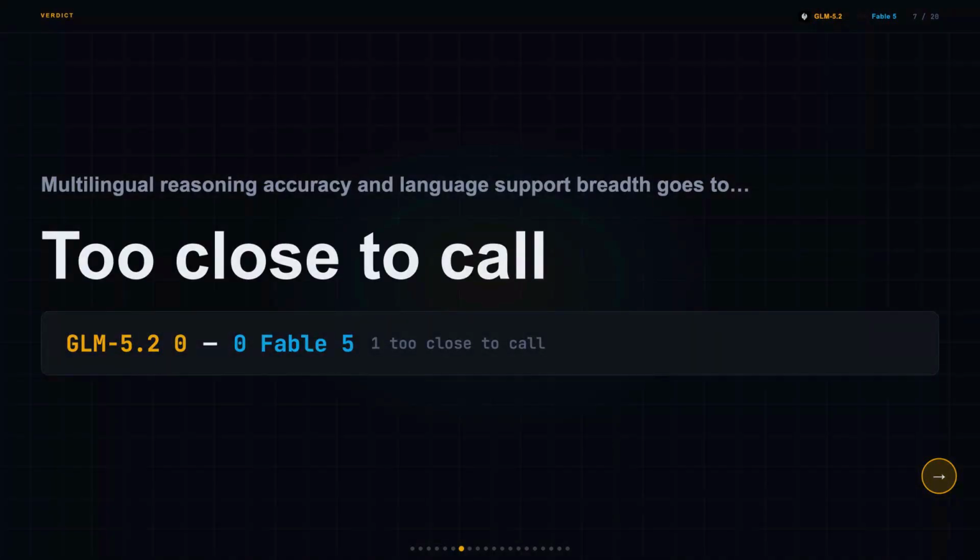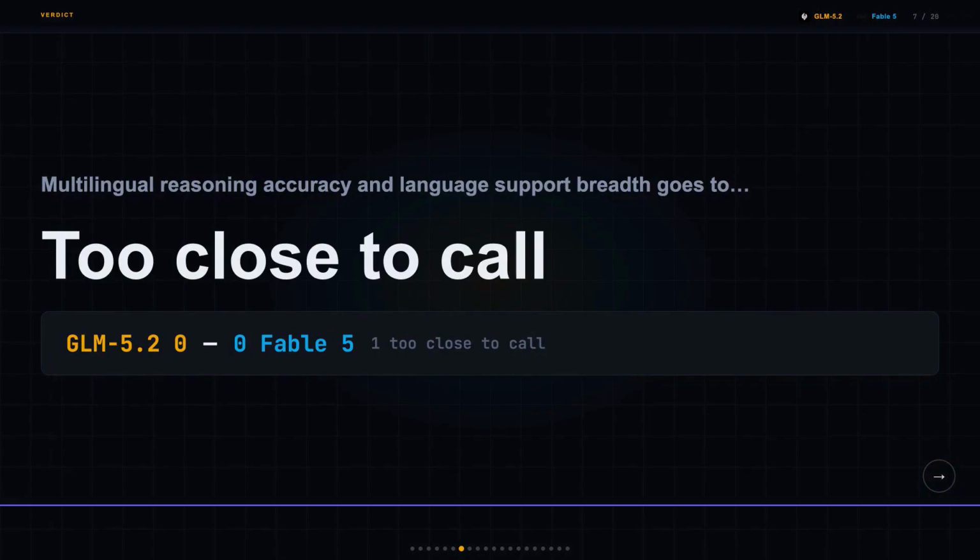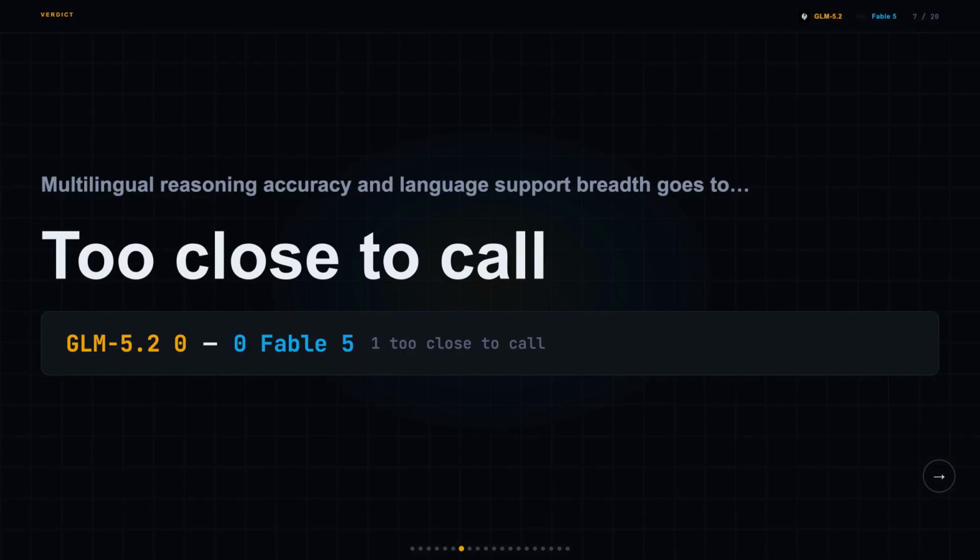I was expecting at least one of these to have a clean multilingual story, and what I got was 2 incomplete datasets, so no winner here. GLM 5.2, 0, Fable 5, 0, 1 tied. If you need Chinese, GLM 5.2 is the only one that explicitly confirms it, and if you need anything else, neither model gives you enough to go on right now.